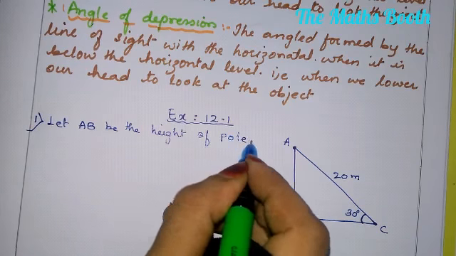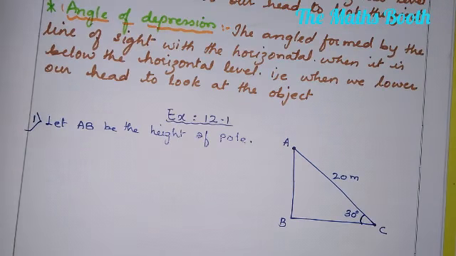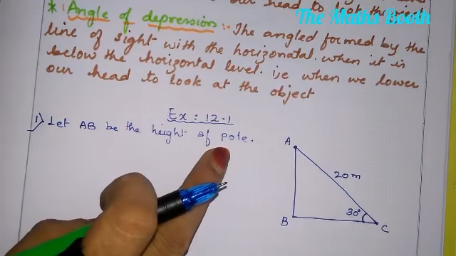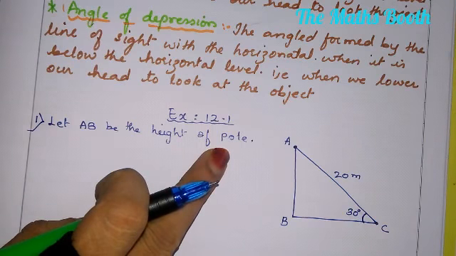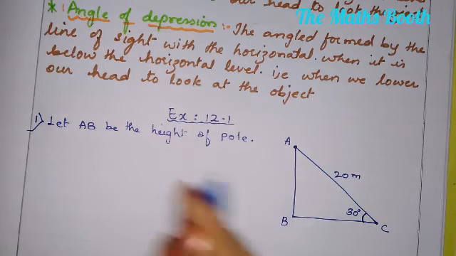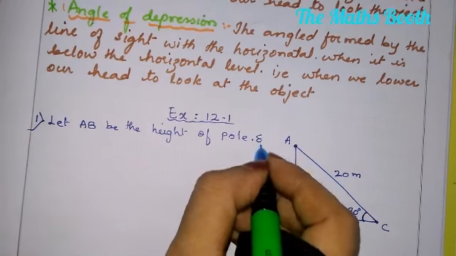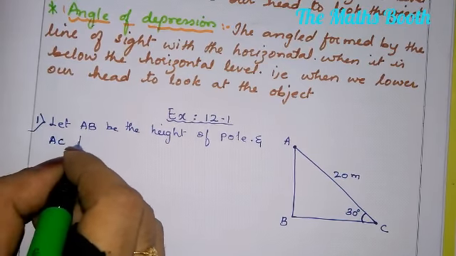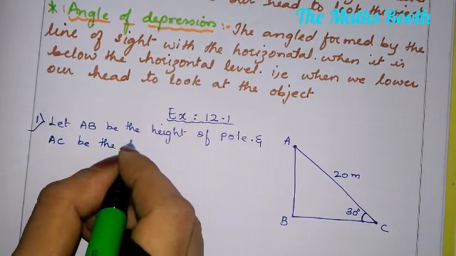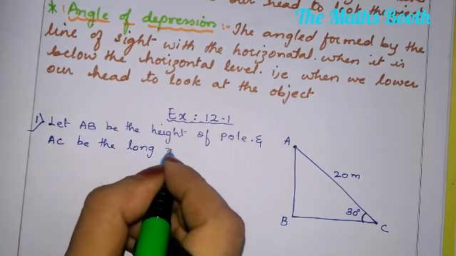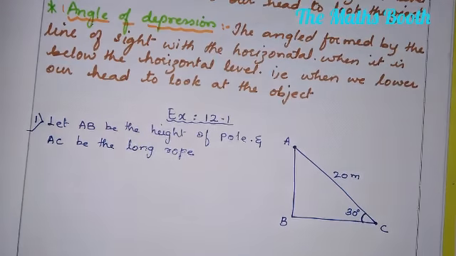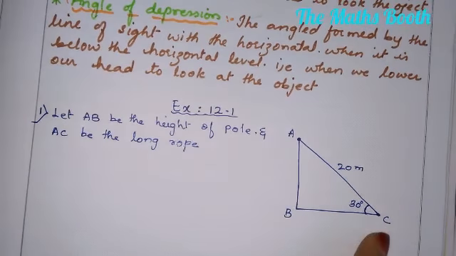Height of pole. Or let AB be the pole, and AC be the long rope. Now we know that it is a right angle triangle.